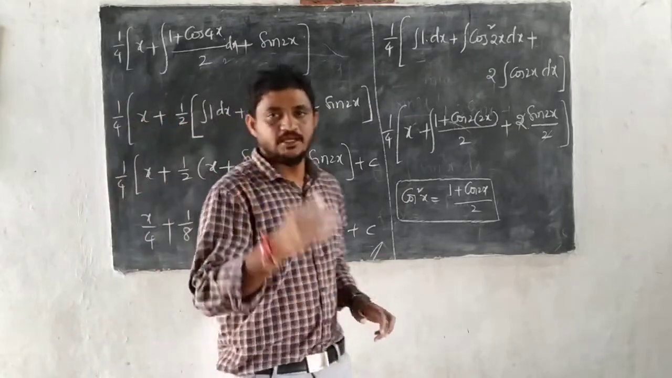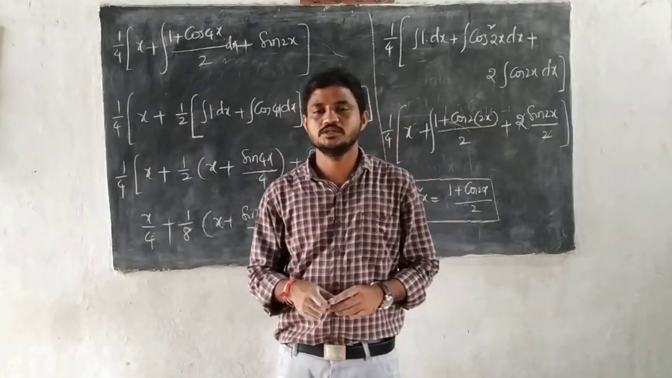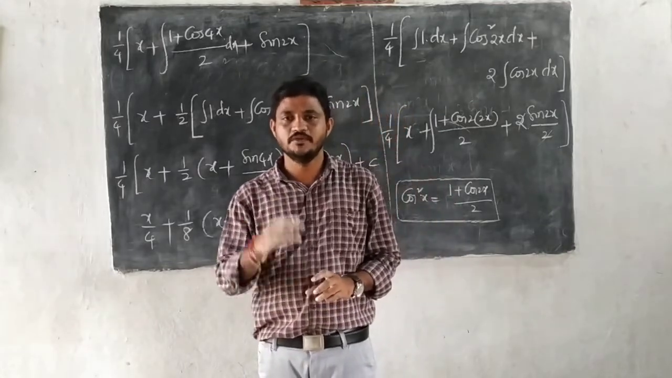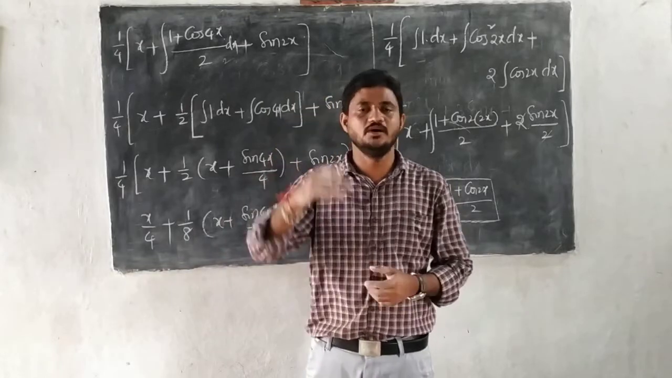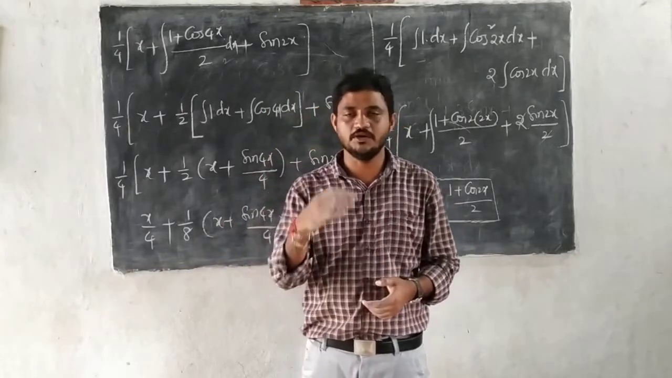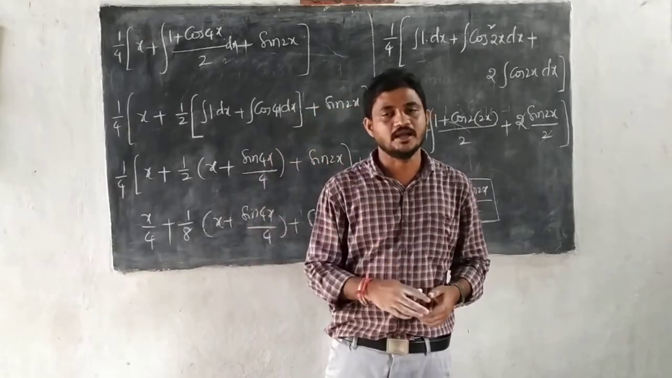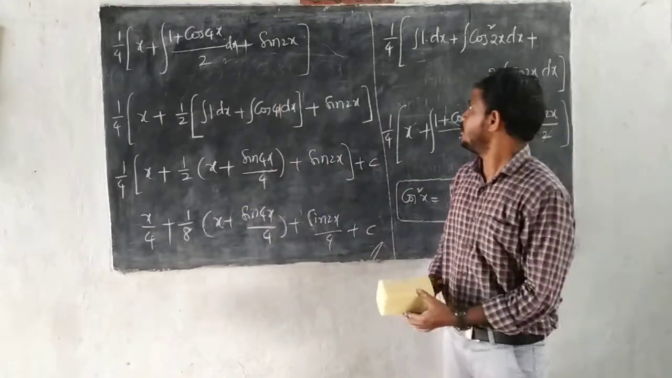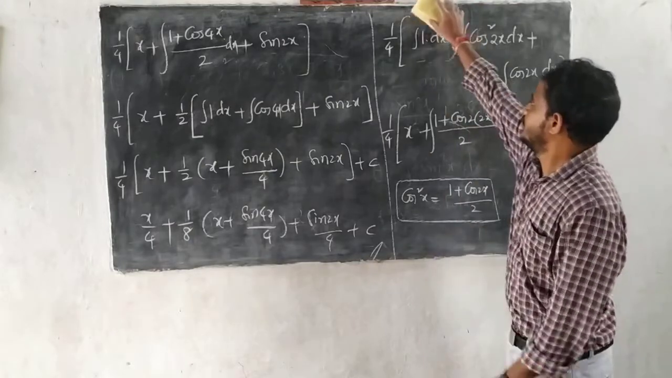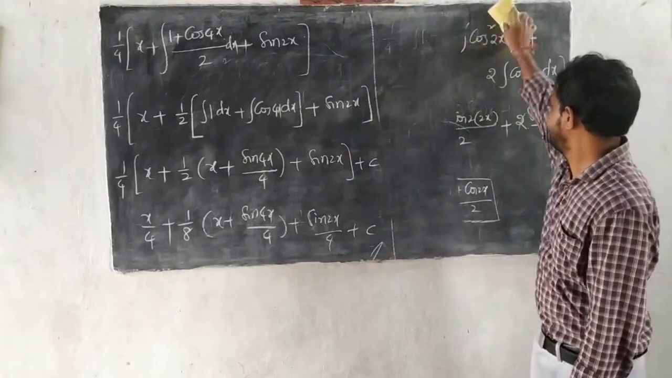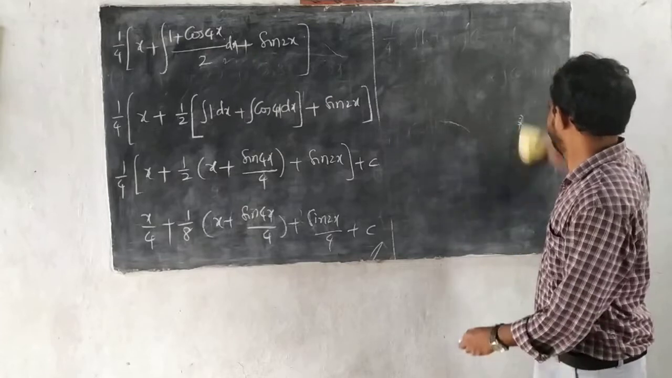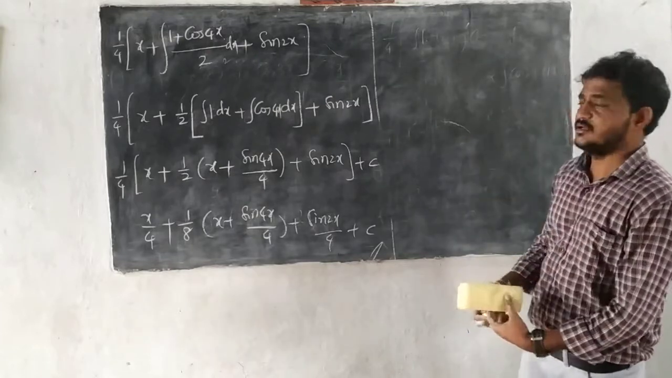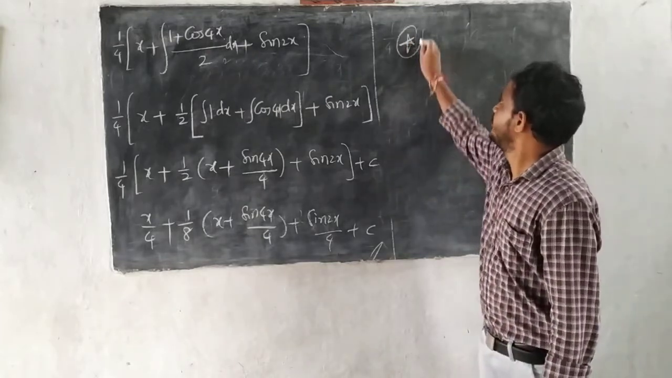Okay, if in the power we have 4, so how to solve that problem? We have to write this whole square and whole square. Then we have to use sin square x formula and cos square x formulas. Then solve this problem similarly.